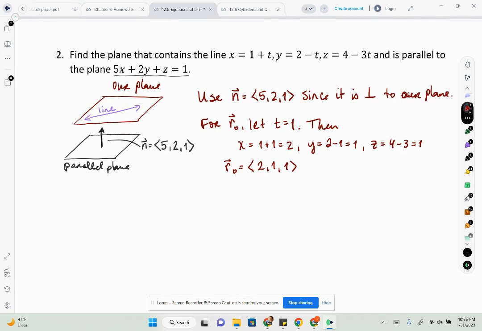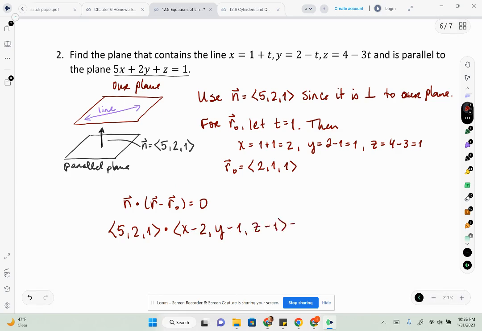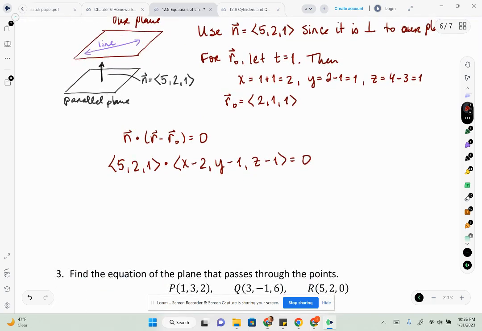We can go straight to our vector equation. n dotted with r minus r naught is equal to 0. Plop those in. We have 5, 2, 1 dotted with x minus x naught, that'll be x minus 2. y minus y naught, that'll be y minus 1. z minus z naught will be z minus 1. And that should be a dot product equal to 0. Go ahead and do the dot product. We have 5 times x minus 2 plus 2 times y minus 1 plus 1 times z minus 1 is equal to 0. Now distribute.